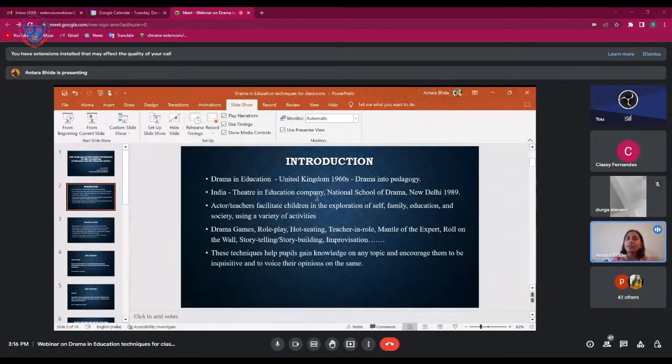They will be the directors of the play, they will be the actors of the play. They will not have a script, they will make their own script, basically about what their life is, not what someone else has written. So that is drama in education in short for you.